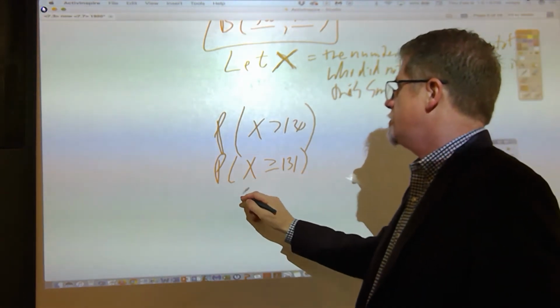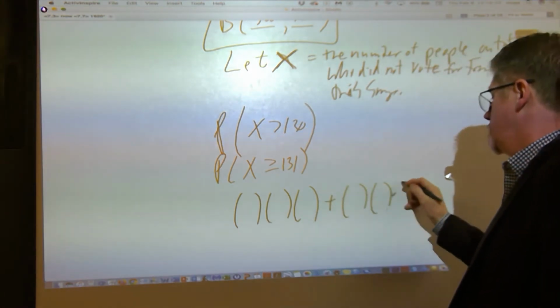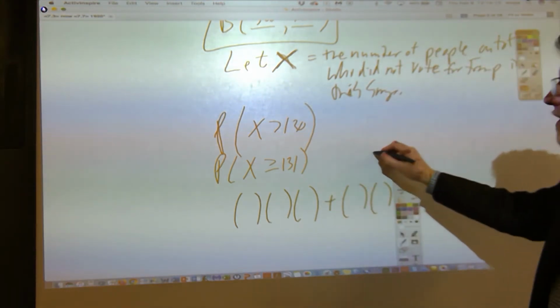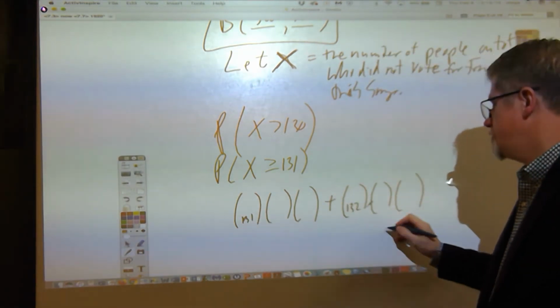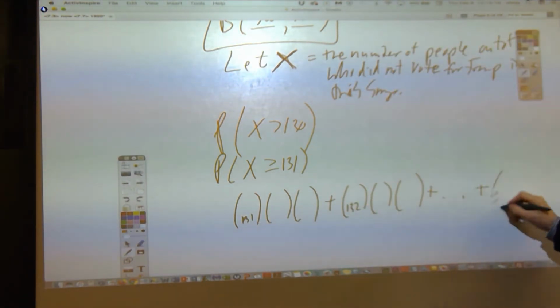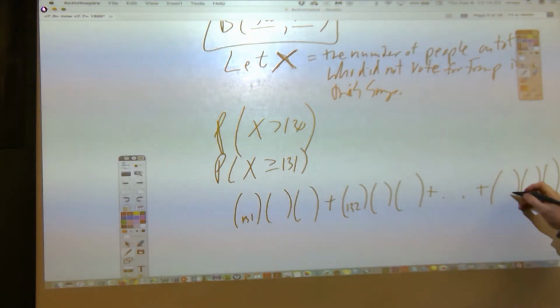By the way, class, you're responsible for 3 triplets here. The k equals 131 triplet. So it'd be 131 here. The k equals 132 triplet plus dot, dot, dot, and what would the k value of the last triplet be?